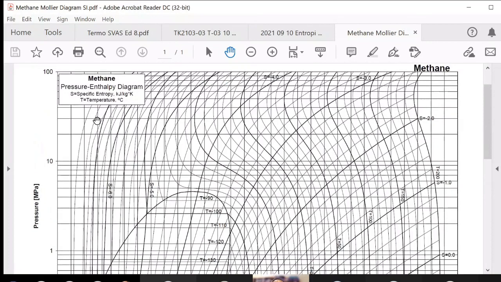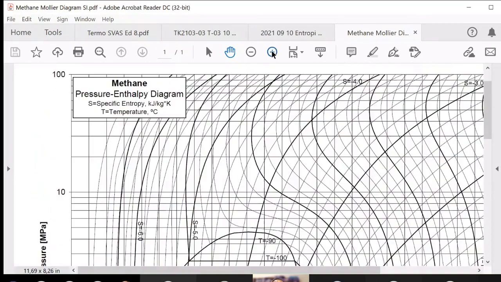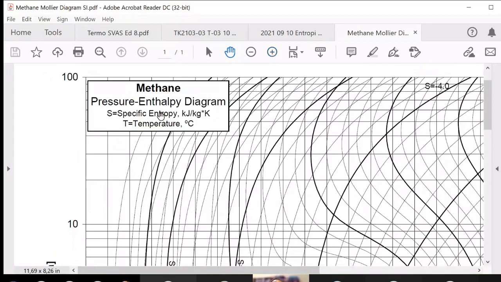What is S? S is entropy over here, specific entropy. What is the unit of the entropy? What is entropy? Entropy is energy. If we call it specific, it is per unit of mass or per unit of mole. So specific entropy is energy per unit of mass per unit of temperature, Kelvin over here. Okay, so the unit of the entropy is kilojoule per kilogram Kelvin.